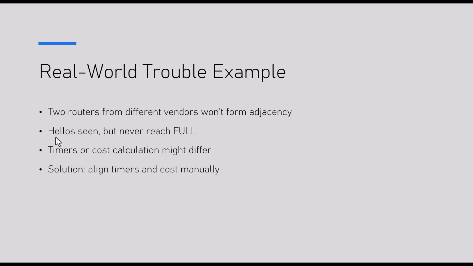For example, you see hello messages, but you can never reach full adjacency. This means that there might be an MTU problem, or there might be some misconfiguration again here. Timers or cost calculation might differ between different vendors' platforms, and all you need to do is make sure that timers are correct, cost has been configured correctly, and the reference bandwidth is almost the same. Of course, reference bandwidth in global configuration is going to be locally significant for each one of the routers, but again, you need to be careful, because then checking the cost, of course, is going to be a little bit confusing for you.